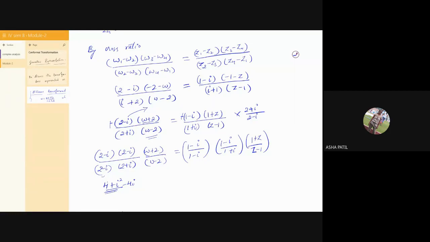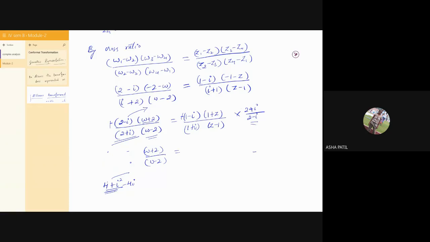If you multiply like this, on both sides you have complex numbers. Again, you need to simplify it. I think it is better that you take these two terms on the RHS as you have done here, and then let us see what simplification we get. We'll keep only (w minus 2) upon (w plus 2).